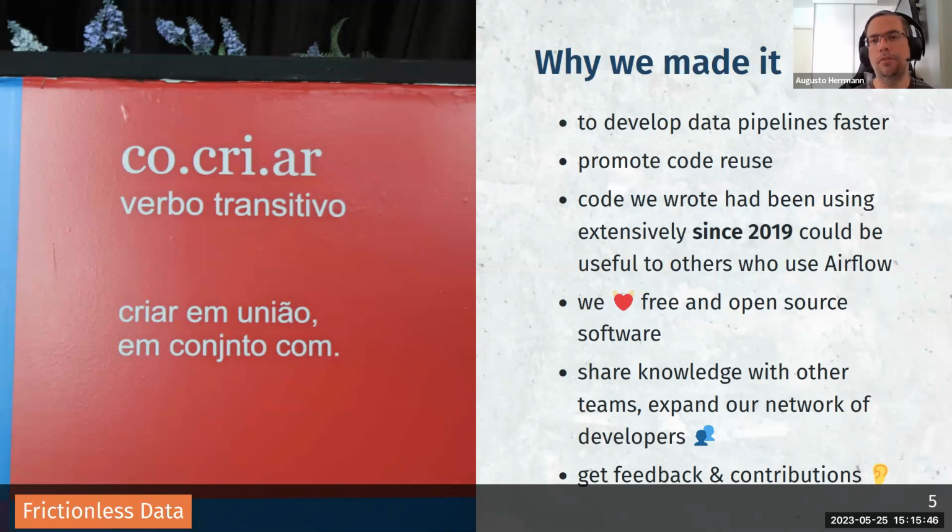We have been using some of that code since 2019. So if you look at the repository in GitHub, you'll see that the history goes a long way. But only recently, only this year, we have actually made sure that it is more usable to people outside the organization, like, for instance, translating README and other documents to English, and also doc strings and things like that. We also love free and open source software, and we'd like to share knowledge with other teams, expand our network of developers, and also to get feedback and contributions to FastETL itself.